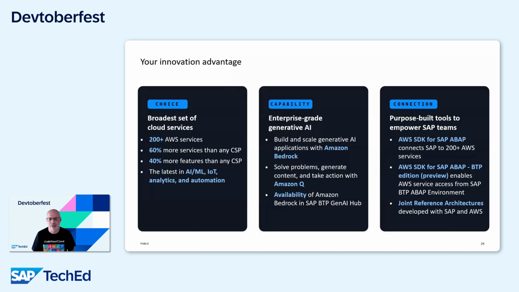In terms of generative AI, we have enterprise-grade generative AI. So you have our Bedrock service, which enables you to build and scale generative AI applications. We have our Amazon Q service, which enables you to solve problems, generate content, to take action. And also in June this year, we also announced the integration of Amazon Bedrock into the SAP BTP Generative AI Hub as well. So you have choice.